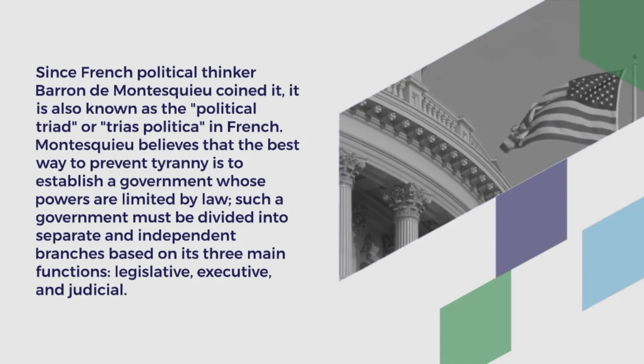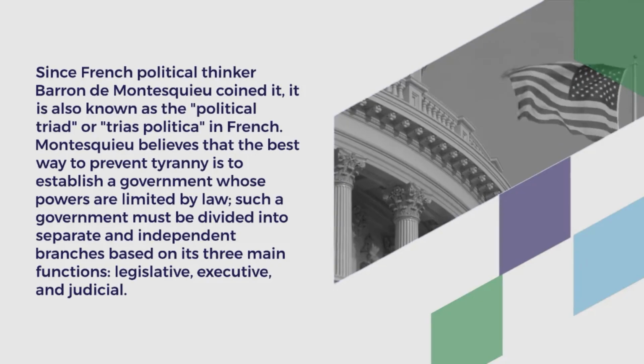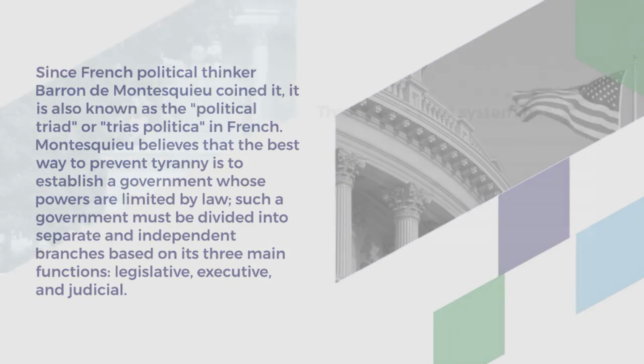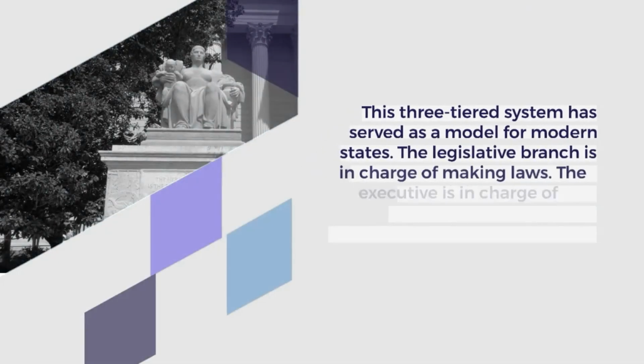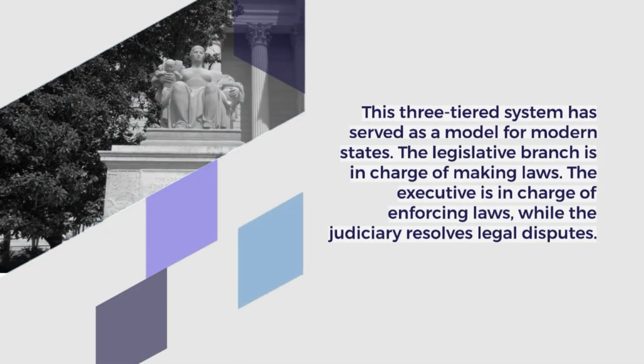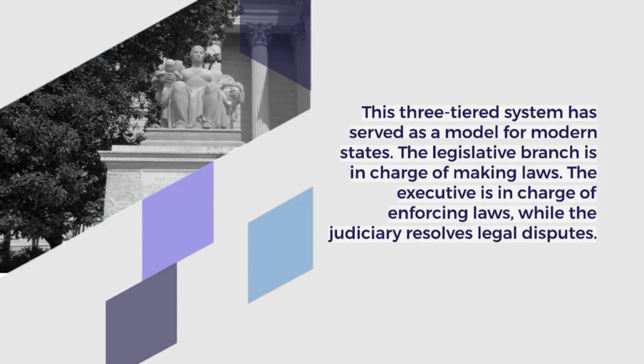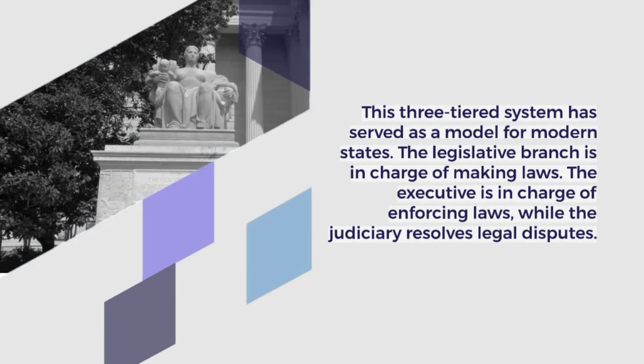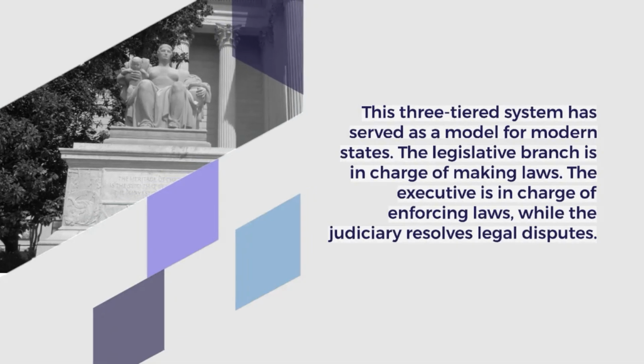This three-tiered system has served as a model for modern states. The legislative branch is in charge of making laws. The executive is in charge of enforcing laws, while the judiciary resolves legal disputes. Its goal is to prevent the concentration of all political power in the hands of a single tyrant.